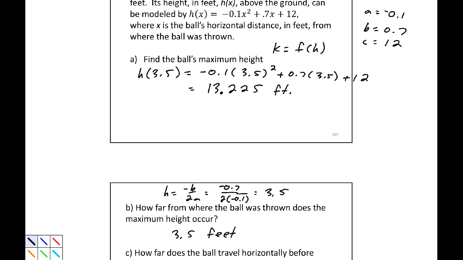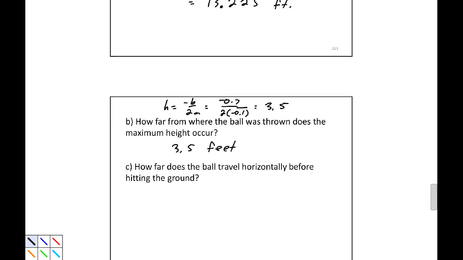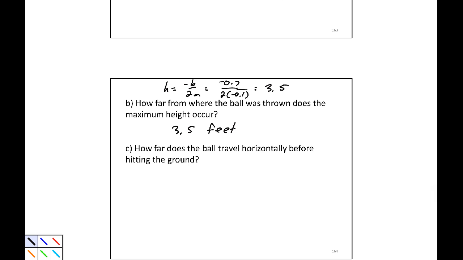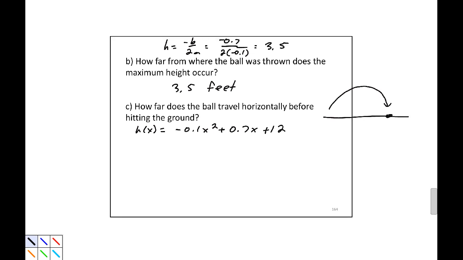Now, our last part of this question says, how far does the ball travel horizontally before it hits the ground? We have to think about this in context. When it hits the ground is the point where we hit the x-axis. In this case, the x-axis is the ground. We've got a ball flying through the air. So let's take our function, negative 0.1 x squared plus 0.7x plus 12, and we want to solve where this is equal to 0.